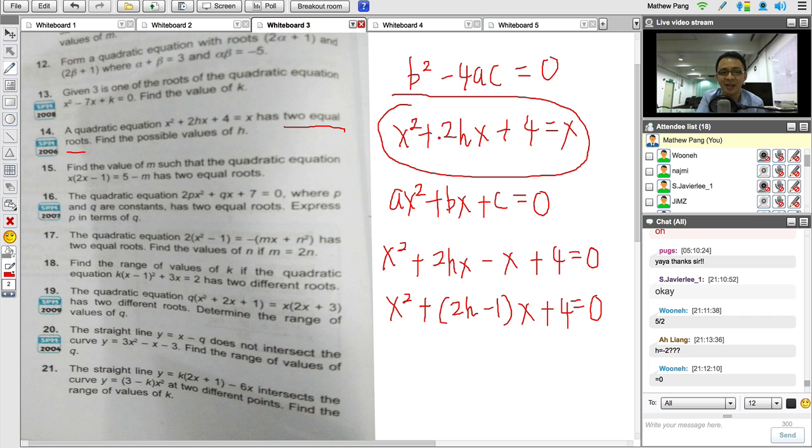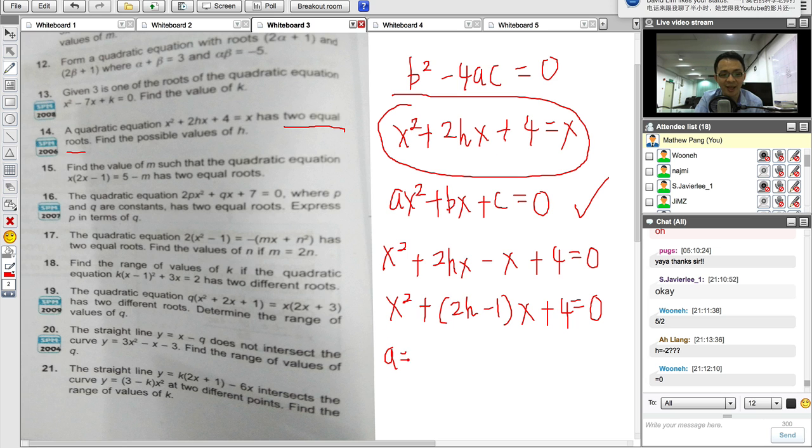Alright, you don't straight away take out ABC from here. Because a lot of students think, why this question so simple one? B is 2h and C is 4. Then you got it wrong because this is not equal to 0. Remember, must always check first. Is the quadratic equation in the general form or not? Is the quadratic equation equals to 0 or not? If it is not, make sure you change it. If not, you got it wrong.